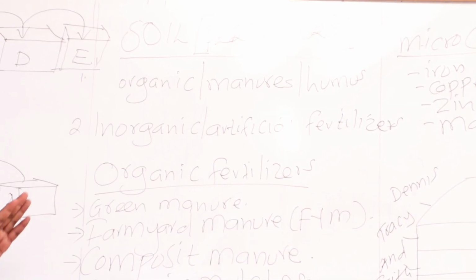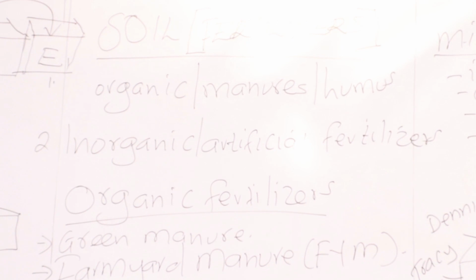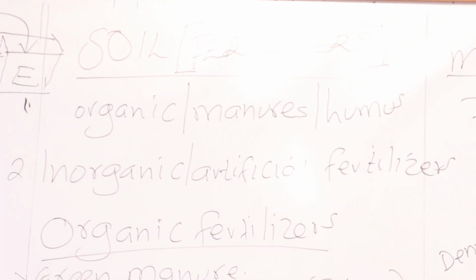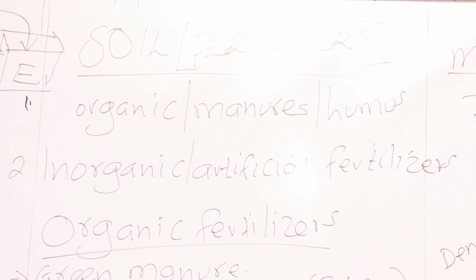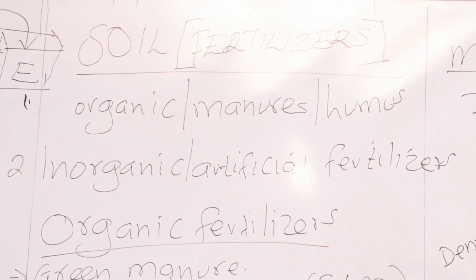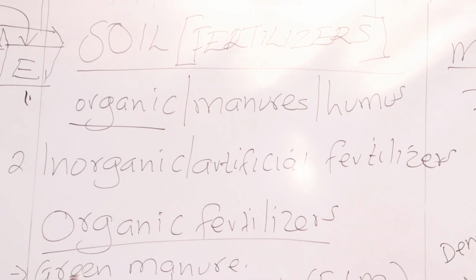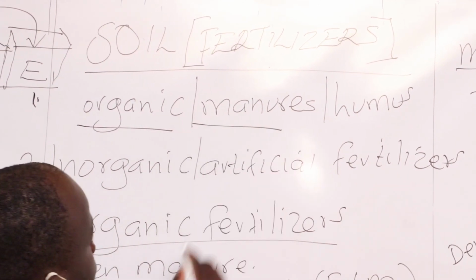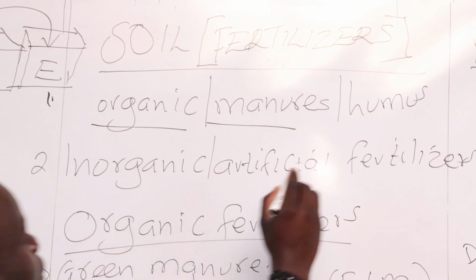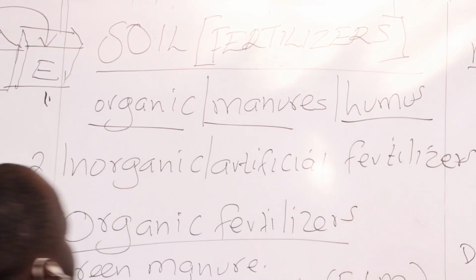Under soil, we are also going to look at fertilizers. Under fertilizers, we are majorly going to base on two. Actually, there are two types. We have got organic fertilizers. Organic fertilizers, sometimes we can also call them manures, or other times we can also call them humus.